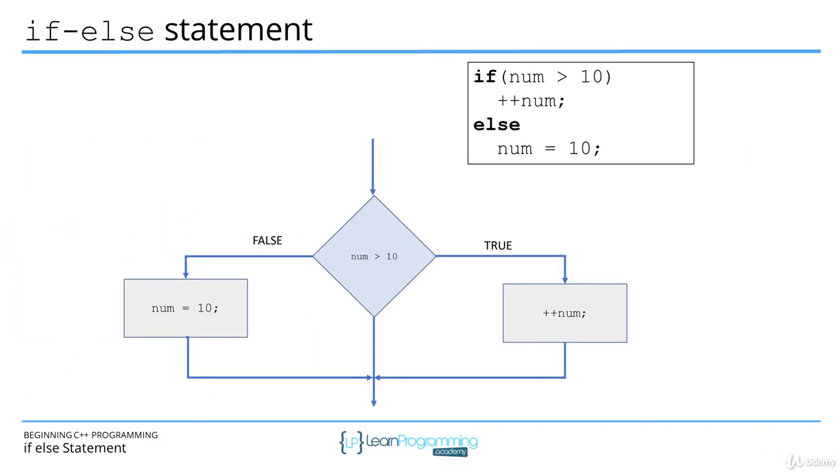In this slide, you can see example code and the flowchart that visually shows the flow of control. The condition num greater than 10 is evaluated. If that's true, we increment num. If it's false, we assign 10 to num. In both cases, we then continue execution to the next statement. Let's see a few more examples.